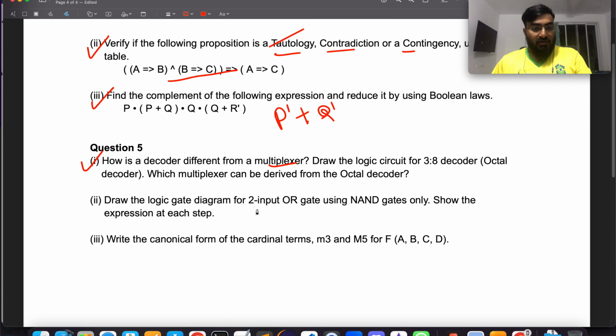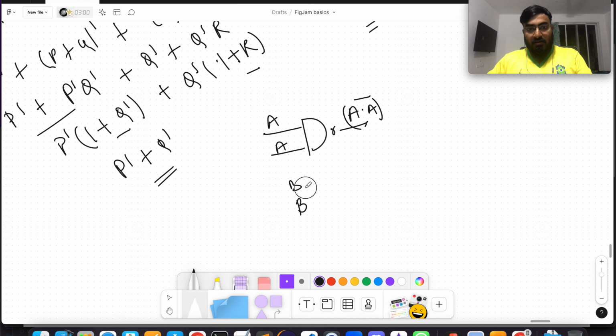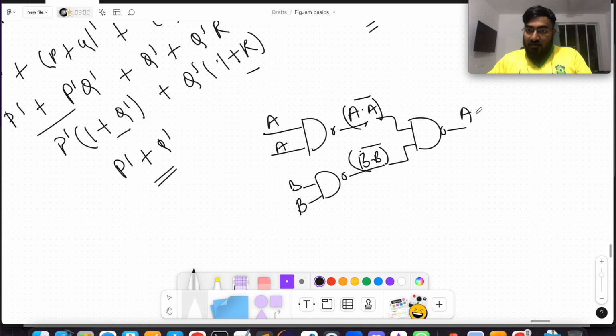Draw the logic diagram for a 2 input OR gate. So basically what you can do is take A into a NAND gate, which is A dot A whole bar. Then you can take B, which is B dot B whole bar, and put it into another NAND gate. So (A dot A) whole bar, dot (B dot B) whole bar.